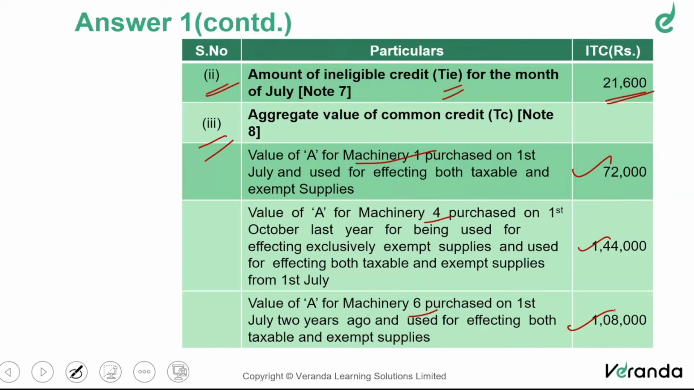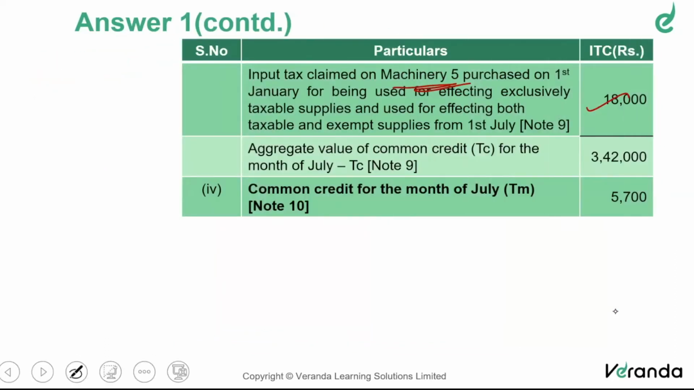I was just wondering, machinery number 5, any adjustment is there? So machinery number 5 is coming here. As we have discussed, machinery number 1, 4, 5, and 6 are currently being used for common purpose. Machinery number 1 is directly used for common purpose. Machinery number 6 is earlier also used for common purpose, now also used for common purpose, always used for common purpose. Whereas machinery number 4 and 5 have been converted from exclusively used for taxable or exempt to common purpose. Therefore, currently they are being used for common purpose. That's the idea. Add that up, you get TC as 342.